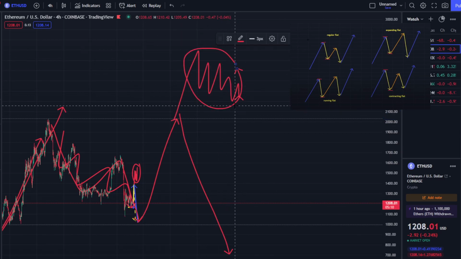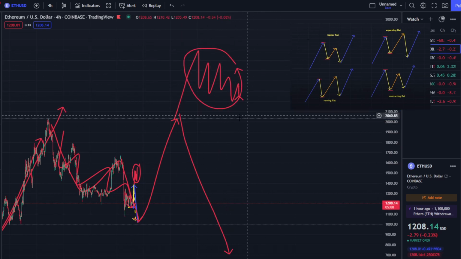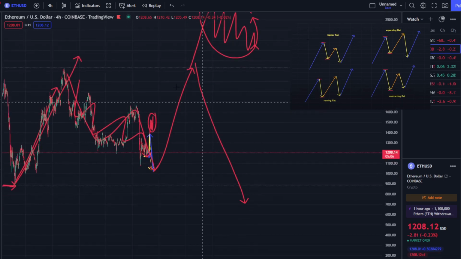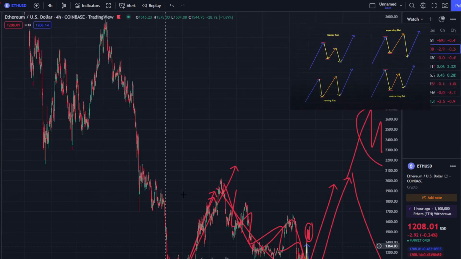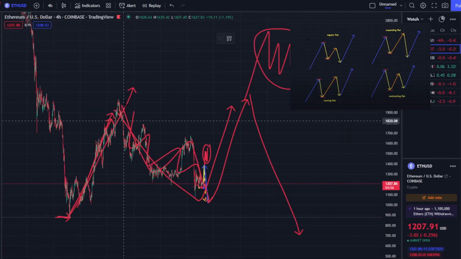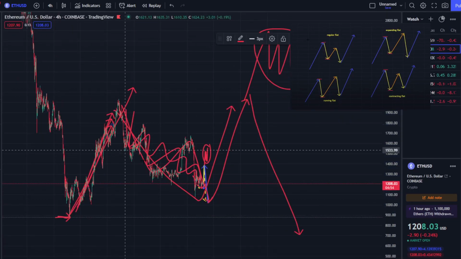So both analyses are exactly the same, and unless you see this, you need to take care of that drop, because it went pretty low, and there's more chance that this is all a 3-wave correction for that down impulse, than having this as a correction for that up impulse. All right, so that's why.